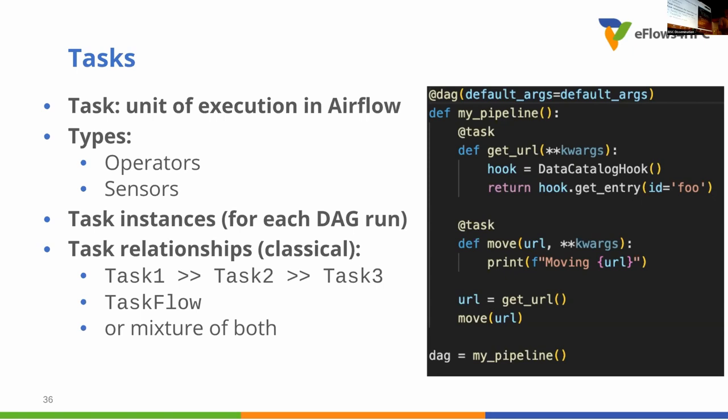And if you have ever written even a simple Python program, you will probably come to grips with that very quickly. And we also see that it's clearly possible to define the dependencies of the tasks by analyzing the dependencies in which the methods are run. For instance, the task move requires the output from the get URL task as input. So Airflow will recognize that and run them in the correct order.